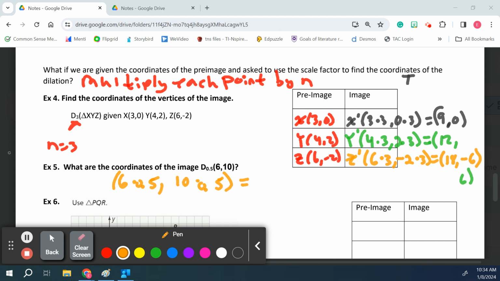What do we get? Half of 6 is, yep. And 5. There you go. All right, so that's just if you're given 1 point.